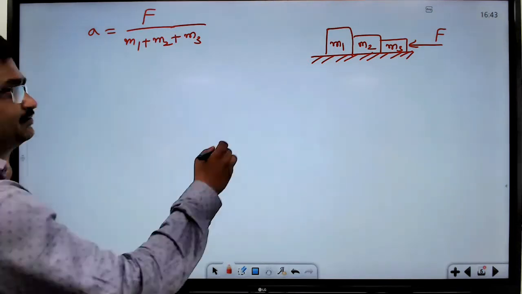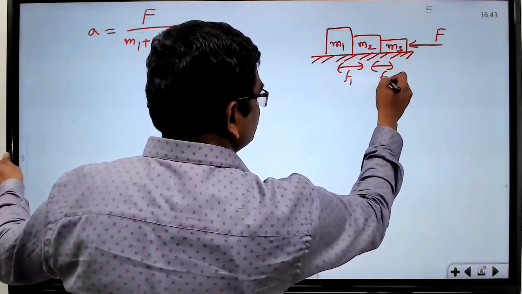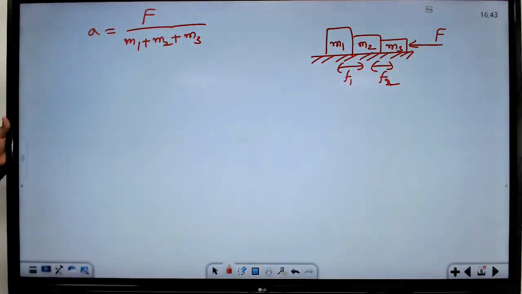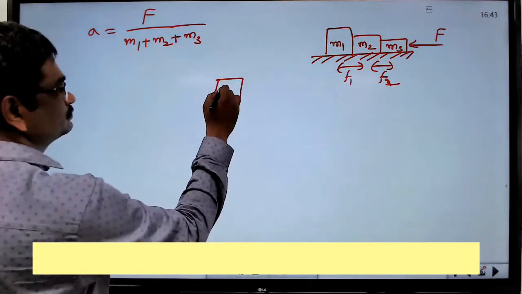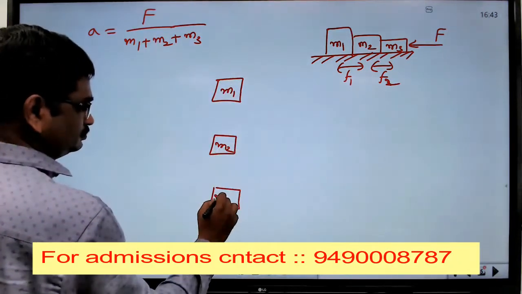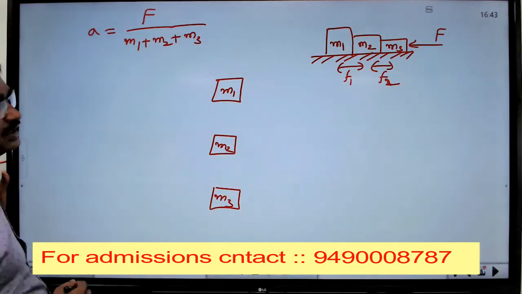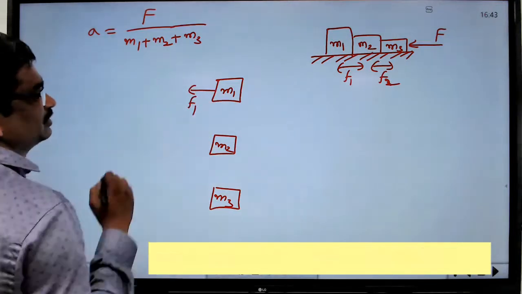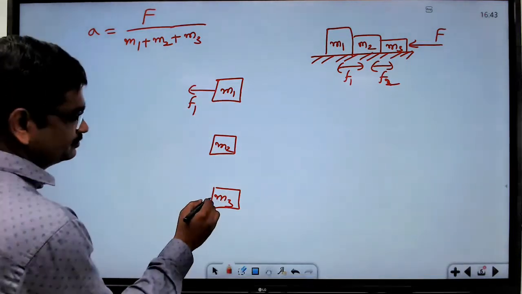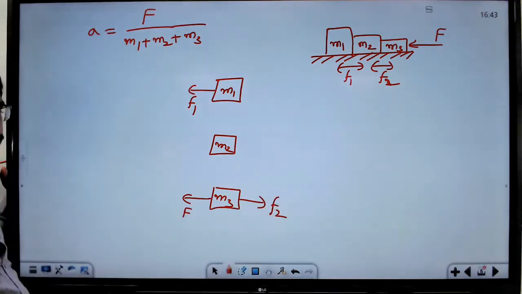Next, free body diagram for mass M1. So assume that here contact force is F1, here contact force is F2. So between 1 and 2, contact force is F1. Between 2 and 3, contact force is F2. Now draw free body diagram for mass M1. On mass M1, only contact force will act, only F1. Next, for mass M3, applied force is like this. Opposing force is contact force, that is F2.